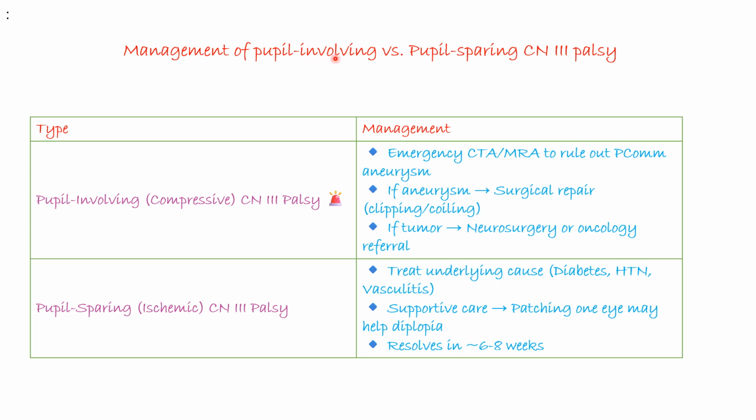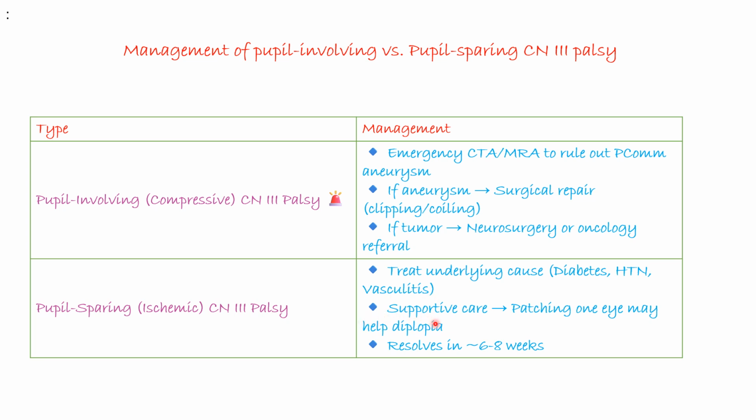So the management of pupil-involving versus pupil-sparing cranial nerve 3 palsy. Pupil involvement, you see this one is compressive, and we said it's an emergency for you to rule out the posterior communicating aneurysm. So if it is an aneurysm, then you surgically repair the aneurysm either by clipping or coiling. If there's a tumor, you call the neuro team or the oncology team for referral. Pupil sparing is mostly ischemic, and the cause is usually diabetes, hypertension or vasculitis. For this cranial nerve 3 palsy, you obviously treat the underlying cause, that is diabetes, hypertension, and vasculitis.